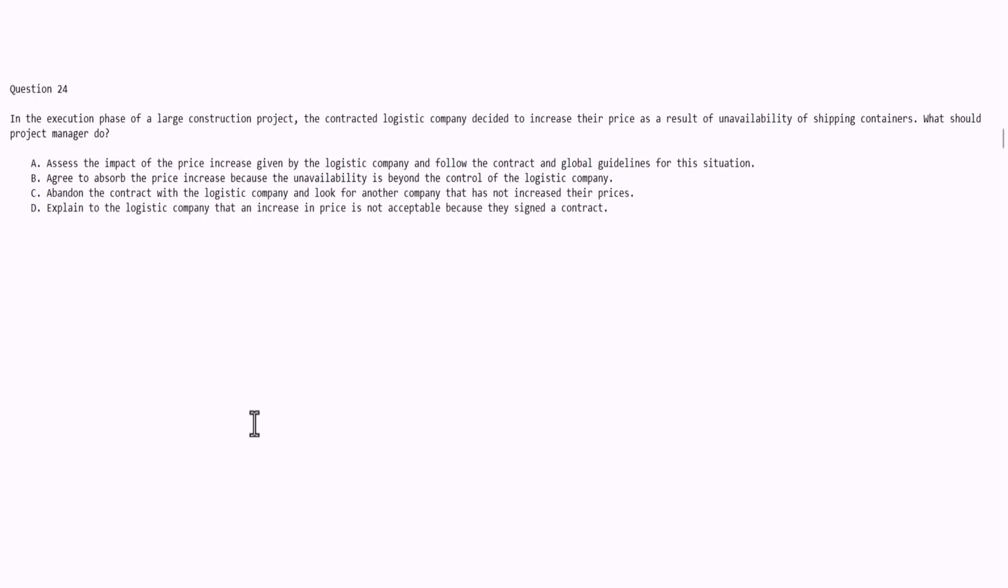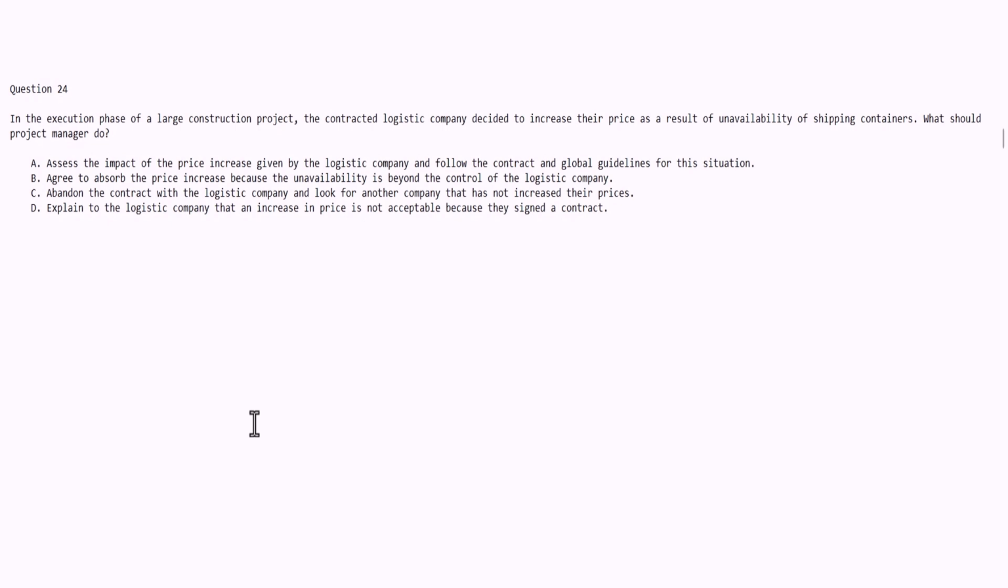Okay, so here we are with question number 24. Question number 24 states, in the execution phase of a large construction project, the contracted logistics company decided to actually increase their price as a result of the unavailability of the shipping containers. So the question is, what should the project manager do?